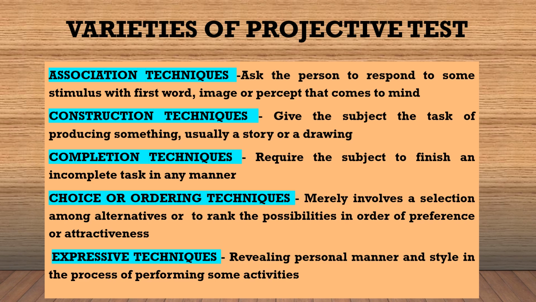Then completion technique. It requires the subject to finish an incomplete task in any manner, like a sentence completion procedure. Then choice or ordering techniques. It merely involves a selection among alternatives or ranking the possibilities in order of preference or attractiveness. Then expressive techniques, revealing personal manner and style in the process of performing some activities, such as play situations with children or the draw a person test.